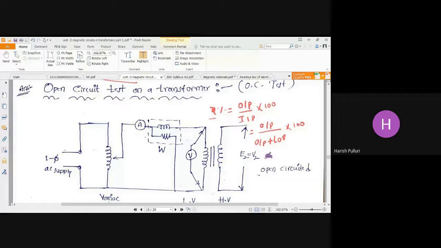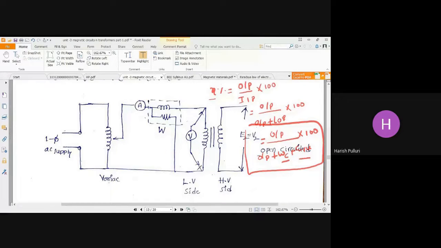Just now we have discussed what the main parts of a transformer are: transformer core and transformer winding. So that means we have two main parts, so two losses exist in a transformer. One is in the transformer core, which we call constant losses. One is in the transformer winding, which we call copper losses or variable losses. So this is the generalized formula of efficiency: output by output plus copper losses plus constant losses.